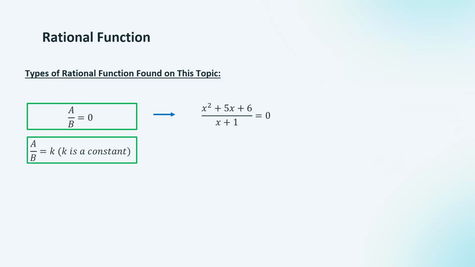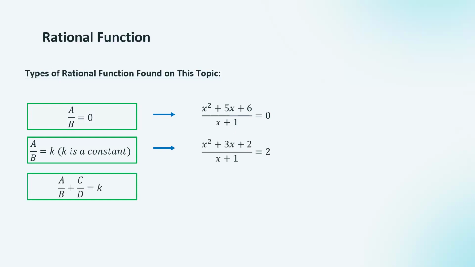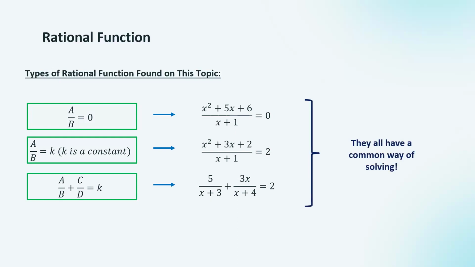The next type is going to be like this, a over b equals k, where k is going to be a constant or a number. The example will be something like this. And the last one is going to look like this, a over b plus c over d equals a number. There are many more types of rational function, but in this topic, we are going to learn these three. And don't worry, even if the function looks a bit scary, they all have a common way of solving. So let's go through the first example.